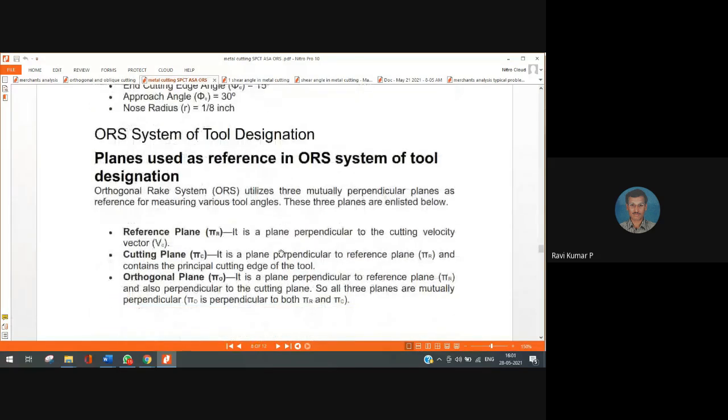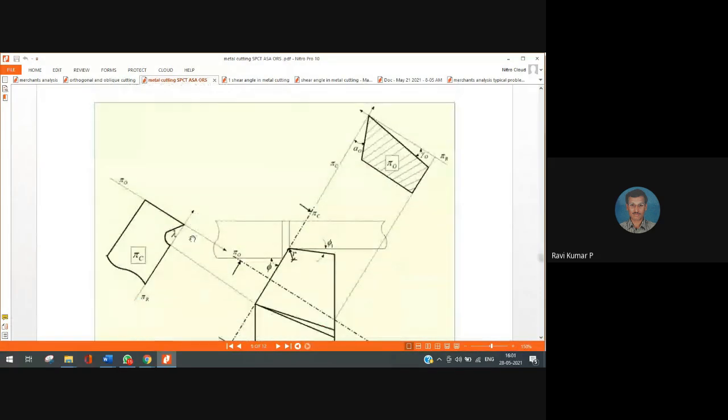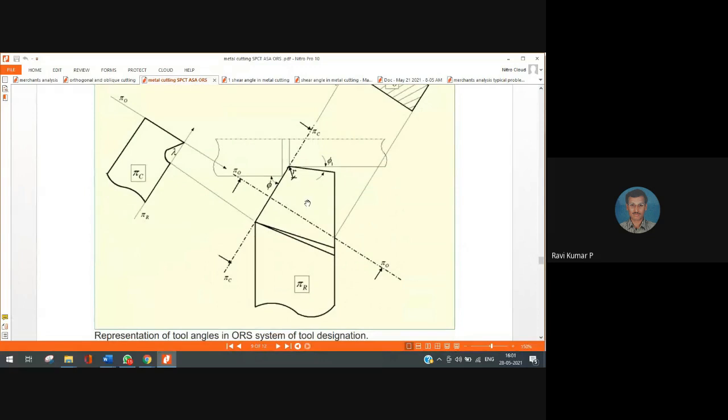Next, this is the ORS system. When I talk about the ORS system, I have the tool base plane. So phi 1, phi 2 angles are defined. So I look to a plane which contains this side cutting edge, which contains the projection of the side cutting edge, parallel. So that I call it as phi c, which is called as cutting plane.